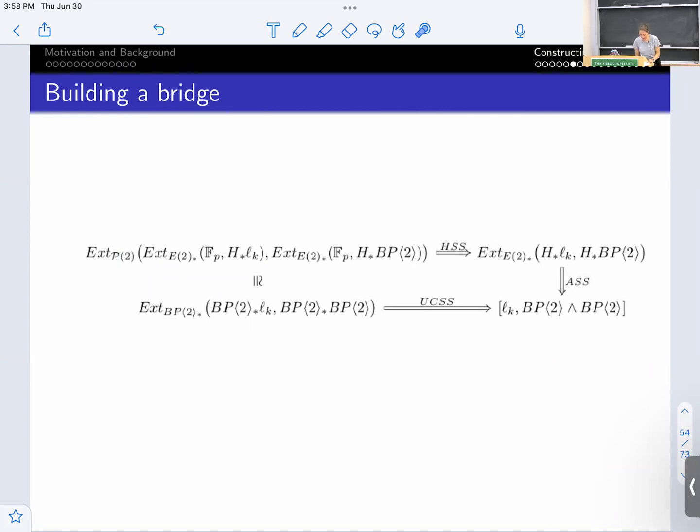I'll say what these things are in just a moment. But basically the idea is that on the left-hand side here, I have the E2 page of something called the hypercohomology spectral sequence. In this case, it's actually converging to the E2 page of the atom spectral sequence. And then in this very specific instance, it turns out that the E2 page of the hypercohomology spectral sequence will be isomorphic to the E2 page of the universal coefficient spectral sequence. So now I'll say a little bit more about what these things actually are.